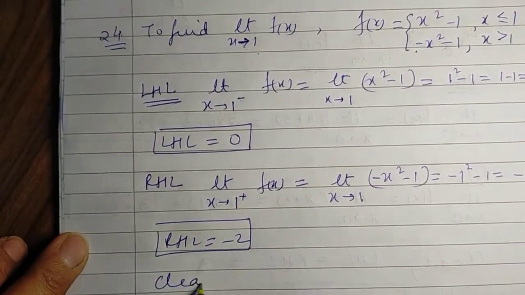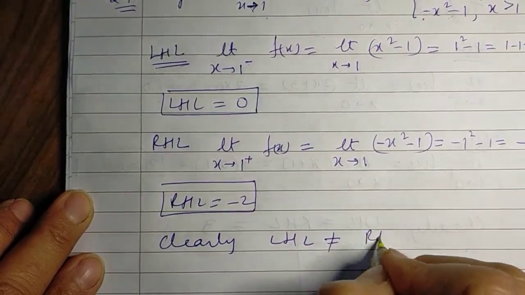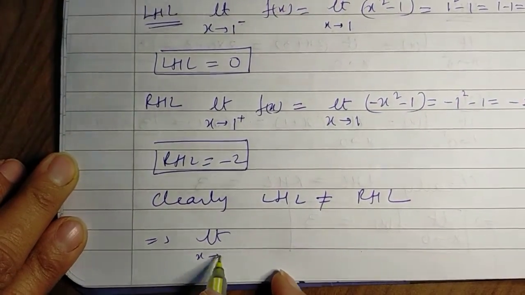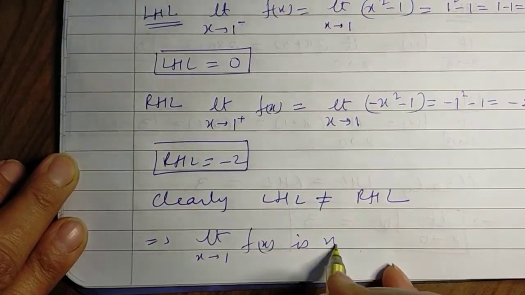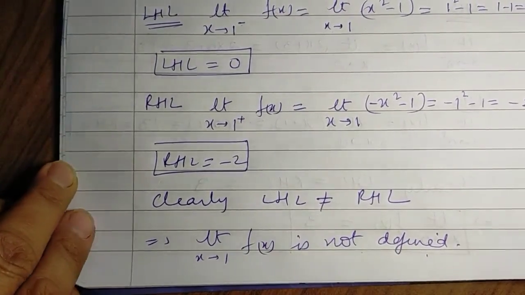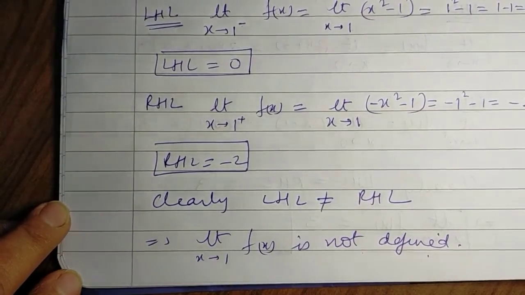Clearly, the left hand limit is not equal to the right hand limit. It implies that the limit as x tends to 1 of f(x) is not defined. In this manner, we can do any and every kind of question whose limits have to be found out.